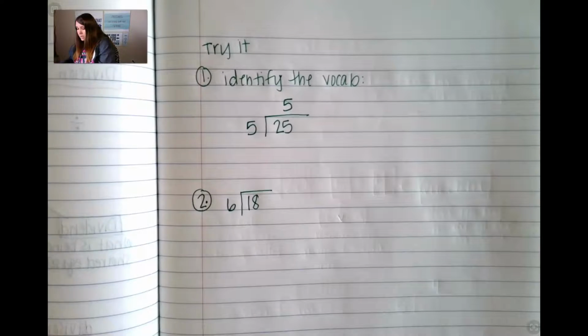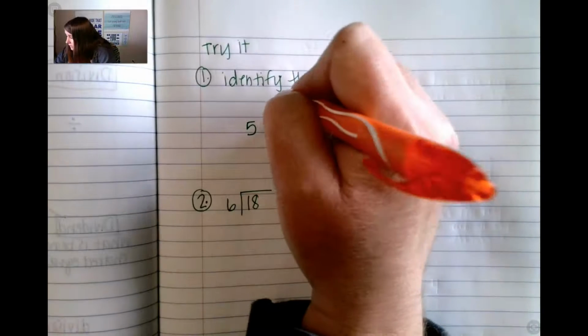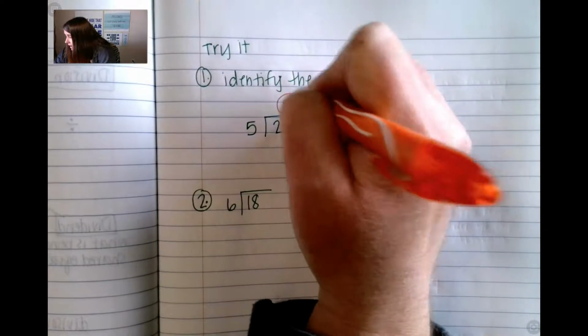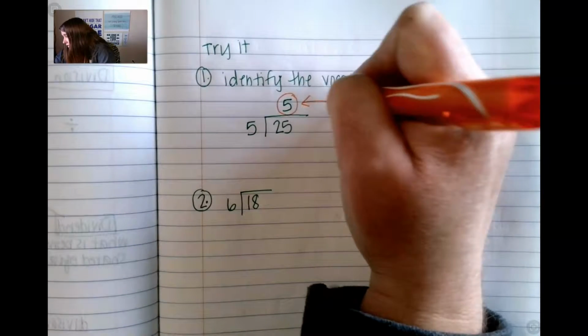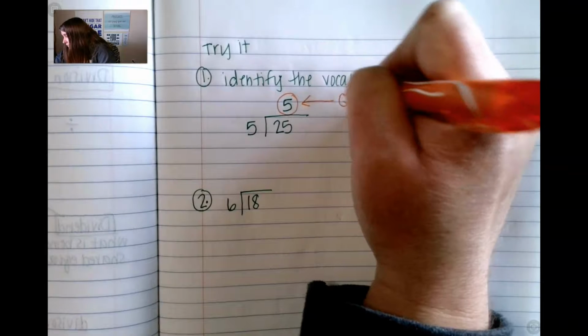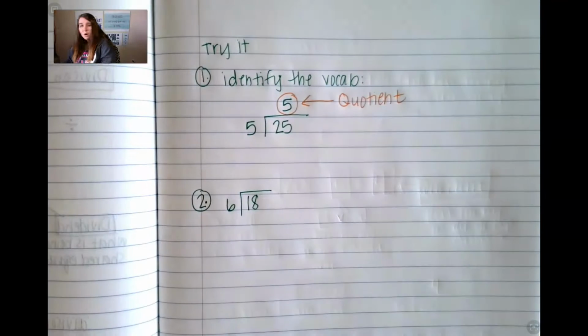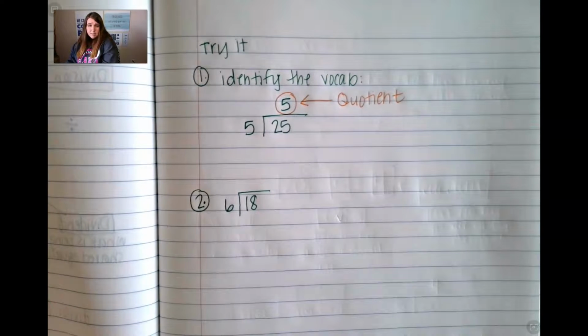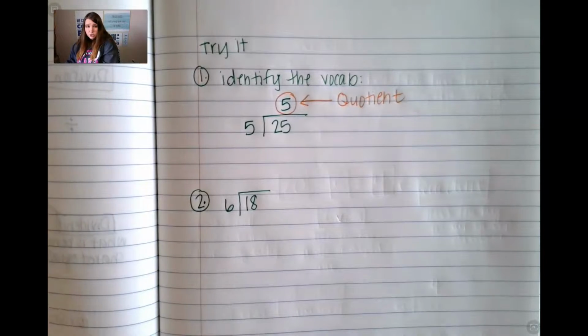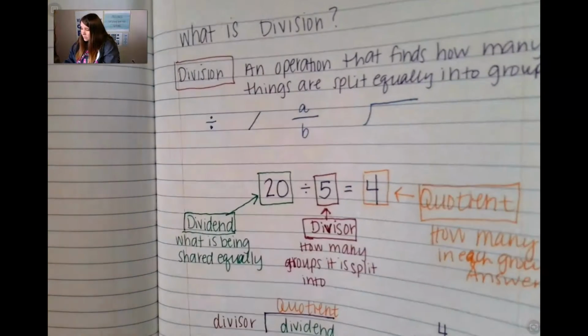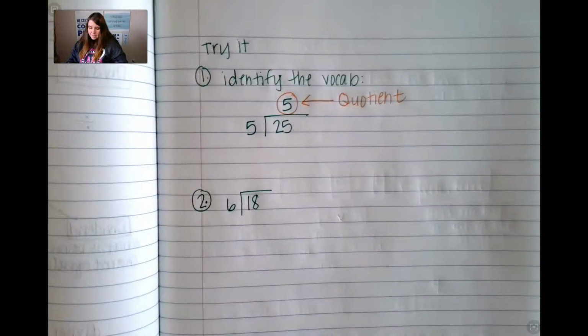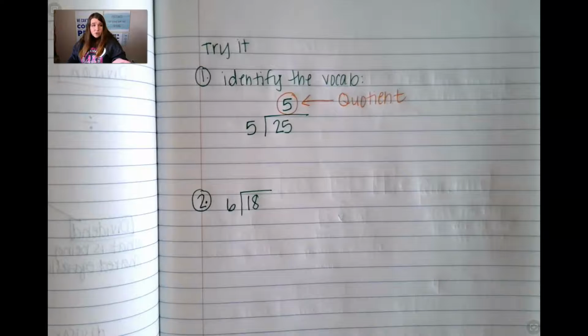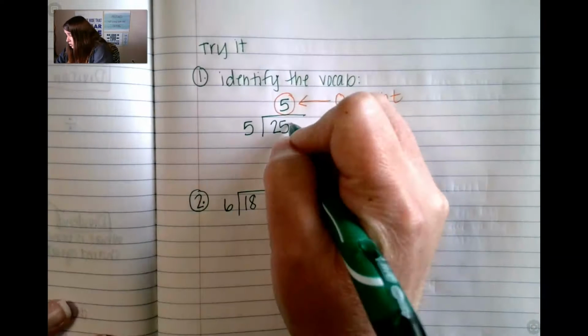Alrighty, so the quotient is right here. That one is the answer. So that one is the quotient. The quotient is always on top. Quotient is the outcome. It's what you get. All right, and then we said the divisor and the dividend. And it's okay for you to look back at your notes, right? It's always okay for you to look back at your notes.